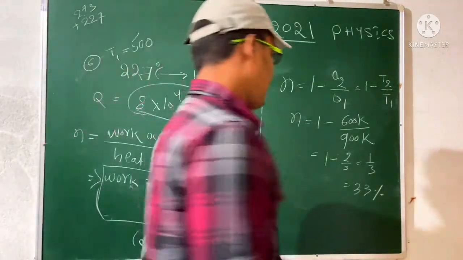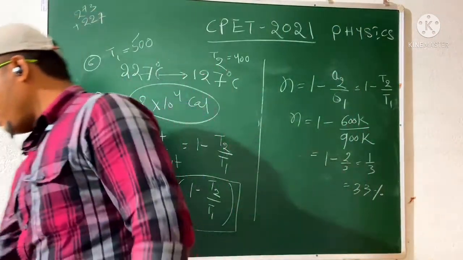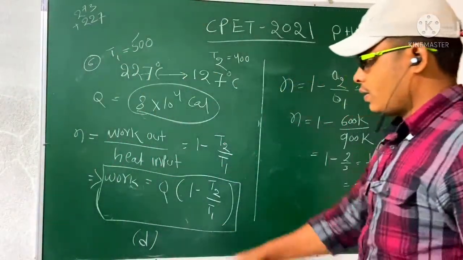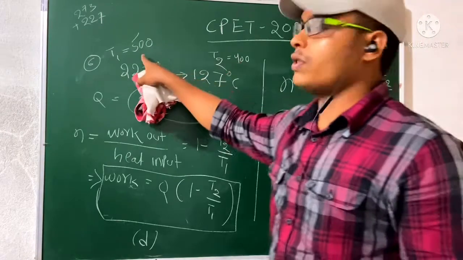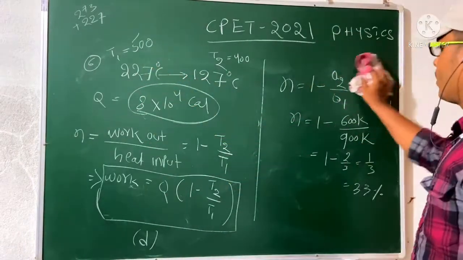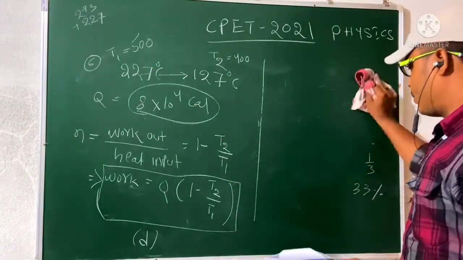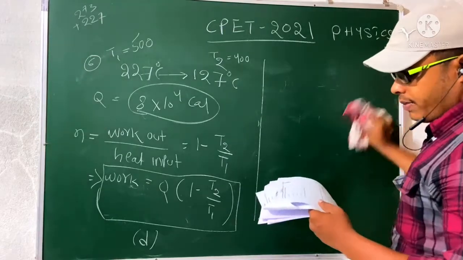I think you got it. I have given you the formula. You solve this and you will find out. This is the heat and 1 minus T2 by T1, where this is T2 and this is T1. So this is also a heat engine question. Now we'll go to question number 7.